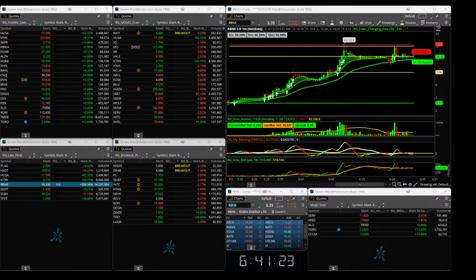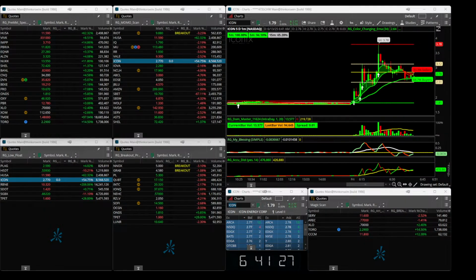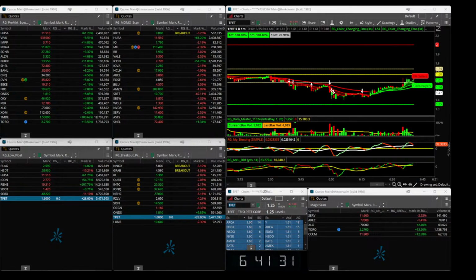Not seeing anything at the moment. Icon down at the bottom. That one's not moving. And no spikes happening.